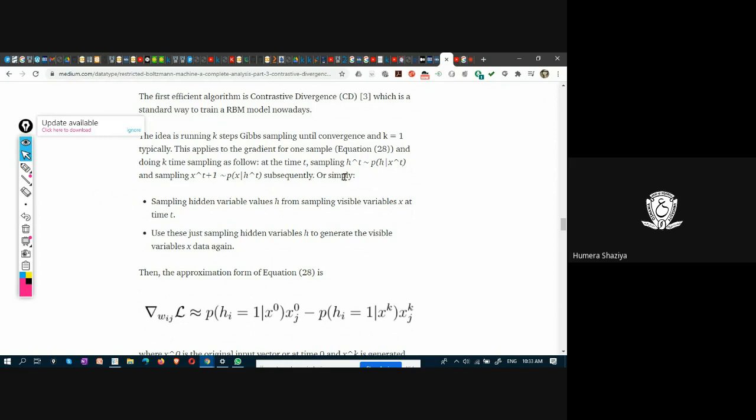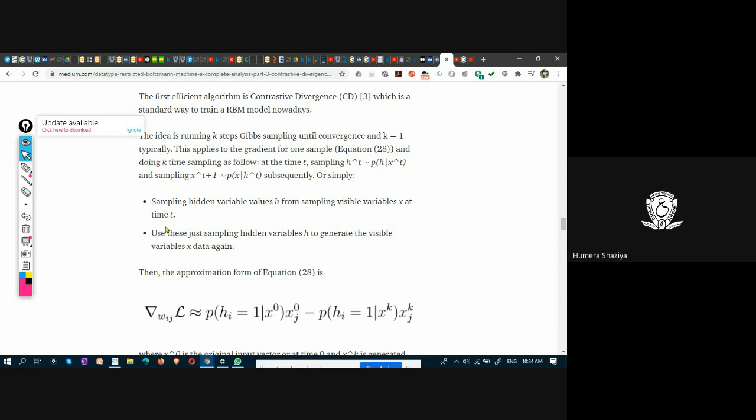At the time t sampling, h t means sampling at time t. H is our hidden unit variables, with probability of h conditioned on x at the same time x t, and then sampling of x t plus 1 is approximated through probability of x conditioned on h t. So it is like sampling hidden variable values h from the sampled visible variables x at time t.